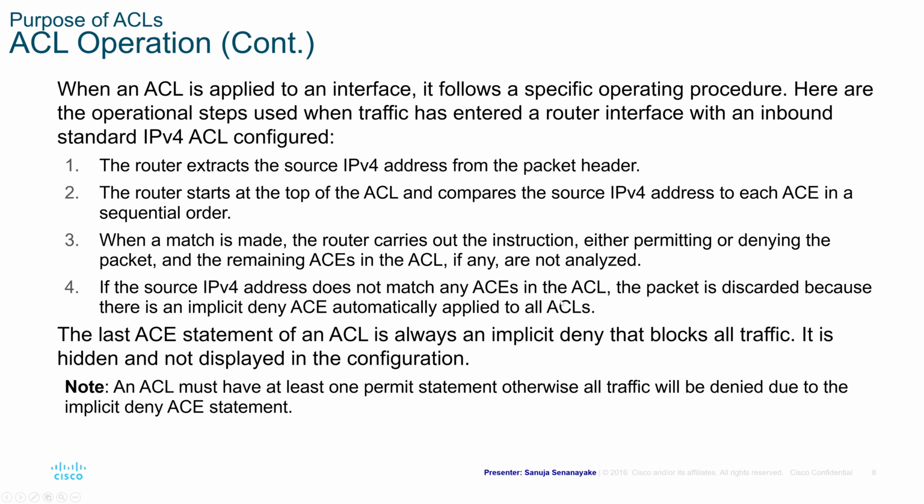So if nothing matches any of the ACL statements above it, it's just going to get discarded at the very end. So please note, an ACL must have at least one permit statement. Otherwise, all traffic will be denied due to the implicit deny ACE statement. Because of the implicit deny already built into ACLs, if you don't have at least one statement that would match the traffic, all the traffic will be denied. So remember that.